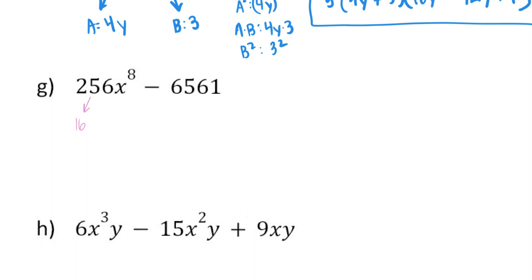So this ends up being 16x to the fourth, and here my a would, or my b would be 81. So I just square rooted 6561 and found that the square root of it is 81. So if I use my rule, a squared minus b squared equals a plus b times a minus b, and we put that into the formula, we get 16x to the fourth plus 81 and 16x to the fourth minus 81.